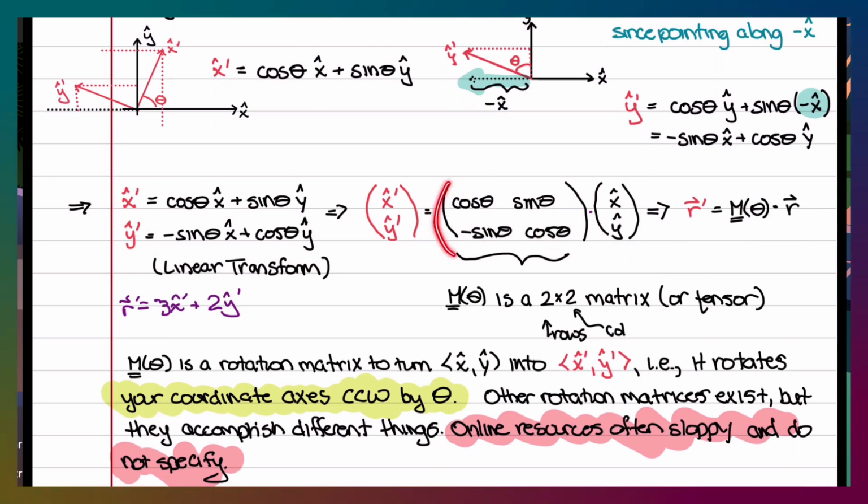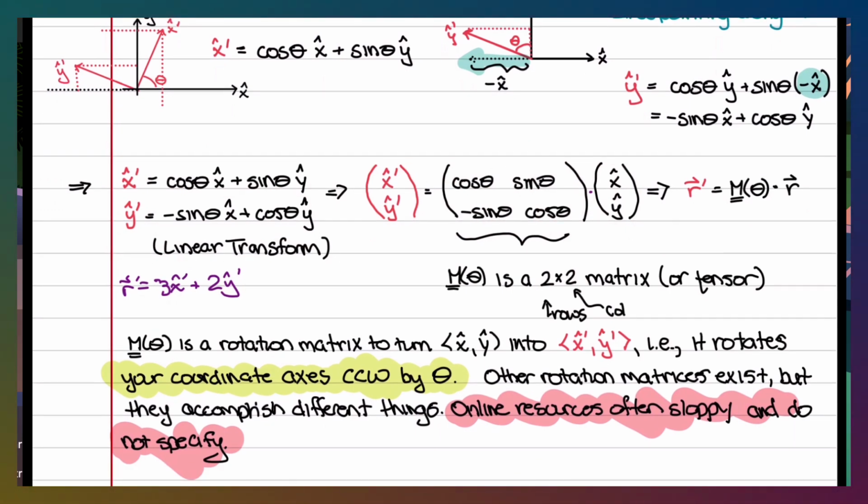And so again, this is a matrix, particularly a 2 by 2 matrix, where the first number is the number of rows, and the second number is the number of columns. So this is a 2 by 2 matrix, or if you're feeling fancy or want to impress someone, you can call it a tensor. So what this is, particularly, is what's called a rotation matrix.